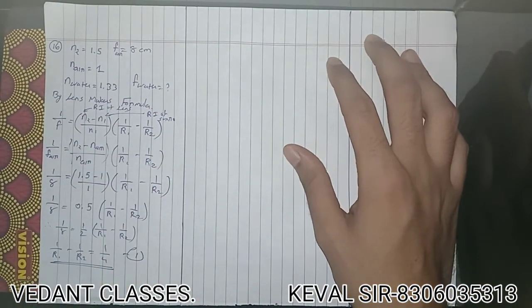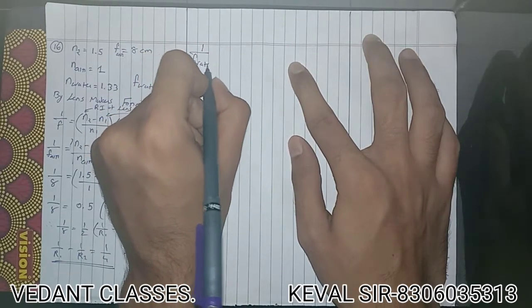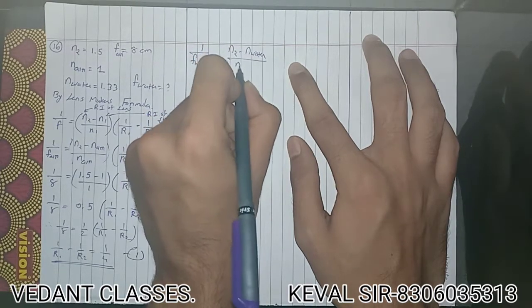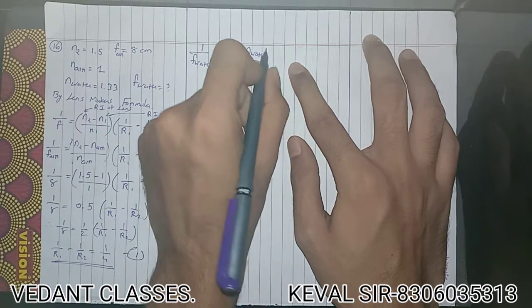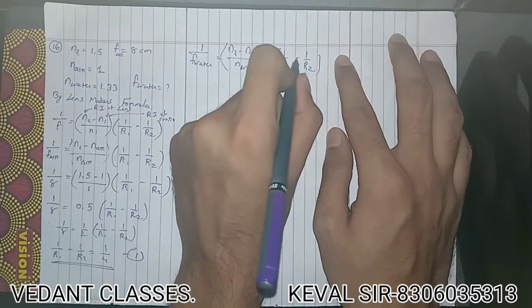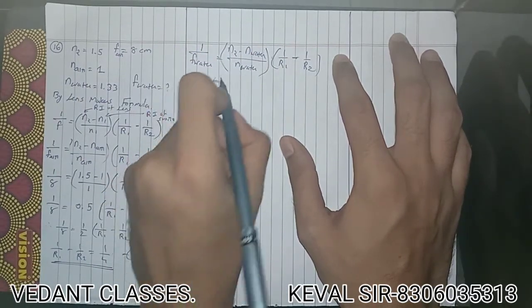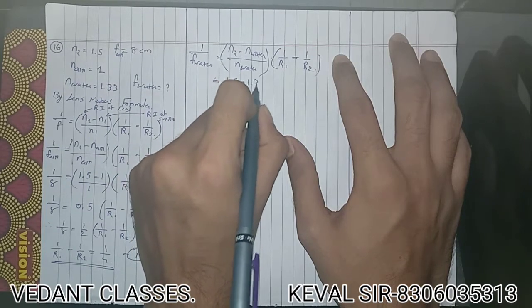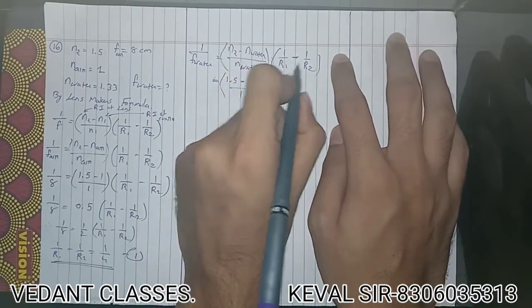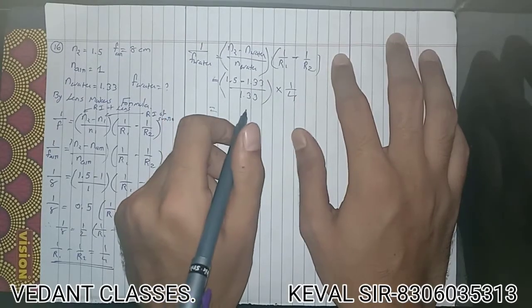Okay, so let's see the next one. Again writing the formula for water. 1 by f of water will be equal to (n2 minus n of water) upon n of water, into (1 by r1 minus 1 by r2). So n2 will be 1.5, minus 1.33, upon 1.33, and the value of 1 by r1 minus 1 by r2 is equal to 1 by 4, that we have found. Okay, let's solve this one.